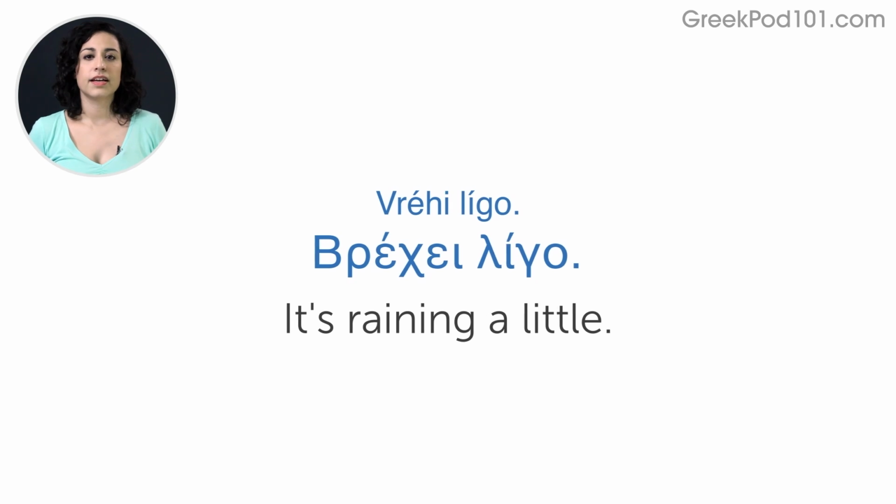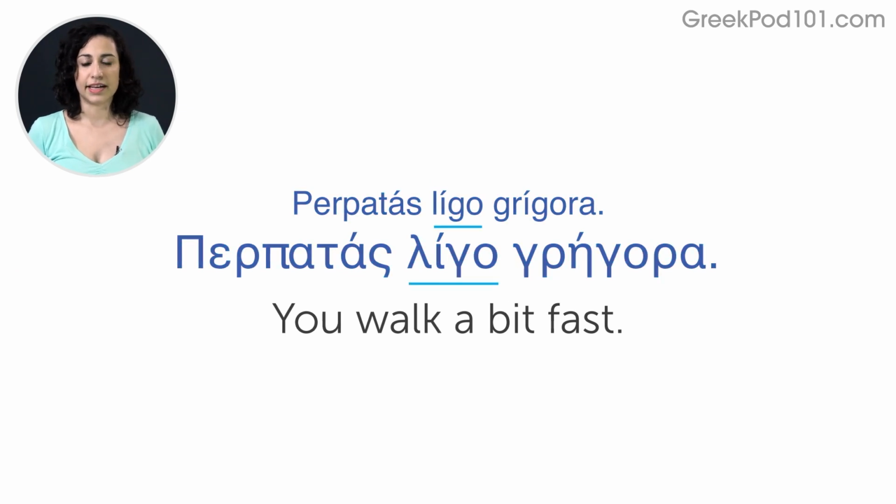First, let's see the first type, where λίγο is an adverb. In this case, it is not declined and it can be used in combination with verbs, adverbs, adjectives, and participles. Some examples are βρέχει λίγο, verb plus λίγο. It's raining a little. Περπατάς λίγο γρήγορα. Λίγο plus adverb. You walk a bit fast.